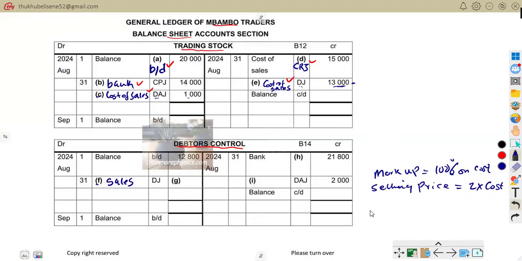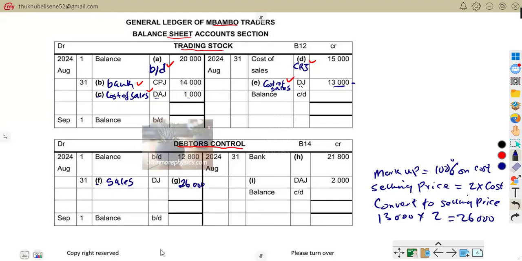Now we are to compare to selling price. So we are going to say 13,000 times 2, and it will give us 26,000. So our answer for G is 26,000.